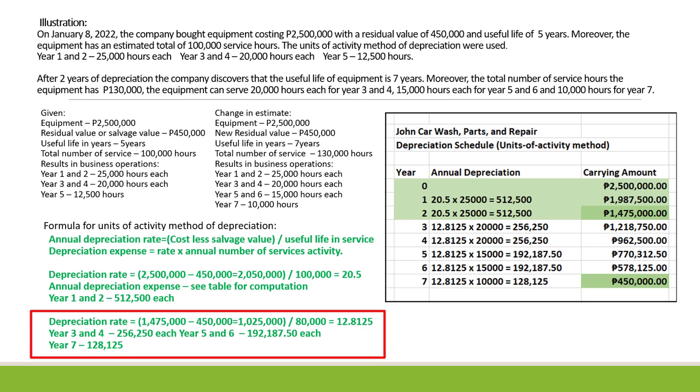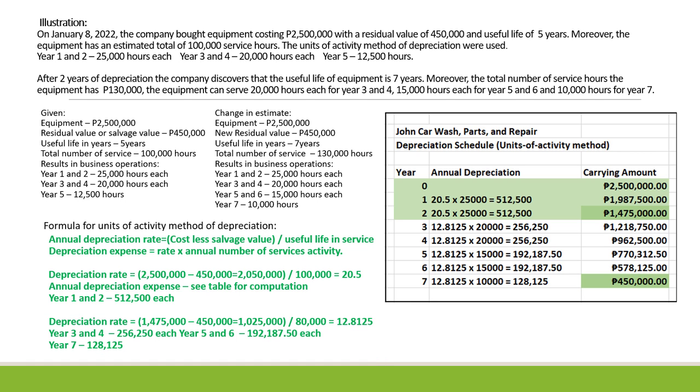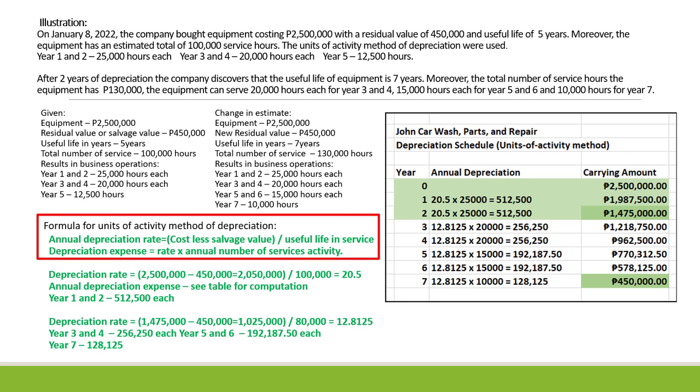1,475,000 minus 450,000 equals 1,025,000, divided by 80,000 equals 12.8125. And since useful life and residual value lang ang nabago sa estimates, then same procedure pa rin ang gagawin, which is yung rate times number of service activity.